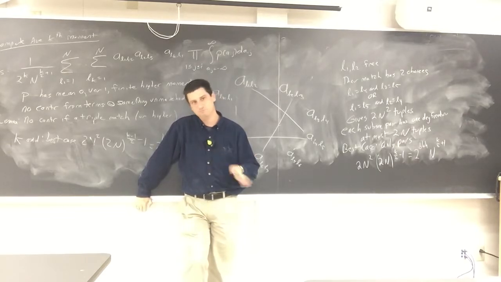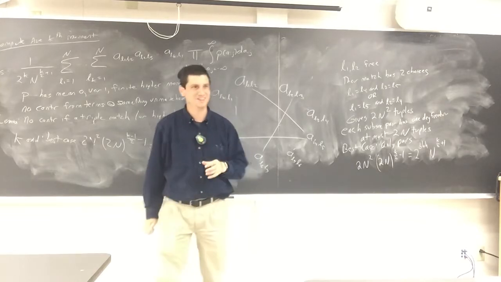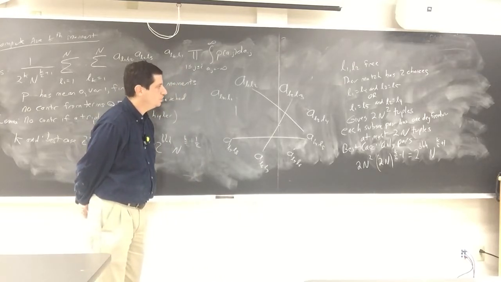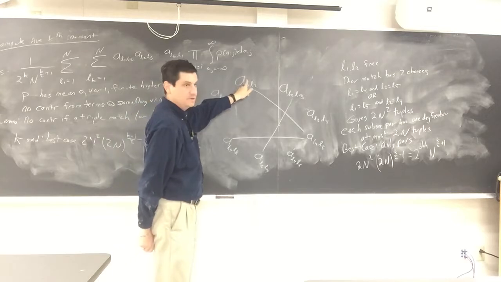So is everybody mostly happy with this combinatorial analysis? Yes. Mostly is fine. Yes. Could you just say why it gives 2n squared tuples? So for the first one, yeah.